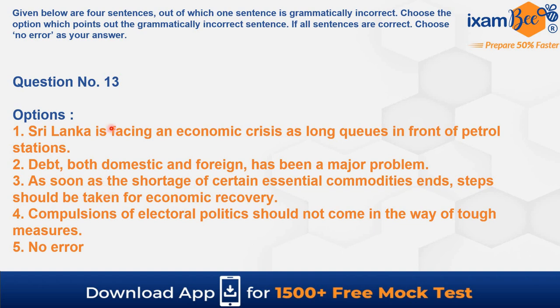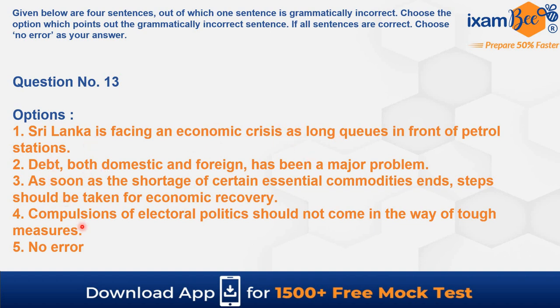So you can just pause the video and read all the sentences, but I'll just tell you the incorrect sentence here. So see, first one, Sri Lanka is facing an economic crisis. Crisis of what? So as should have been replaced with of. Crisis of long queues in front of petrol station, right? If you use as here, as long queues in front of petrol station, then the sentence remains incomplete. So we need what? We need a preposition of here.